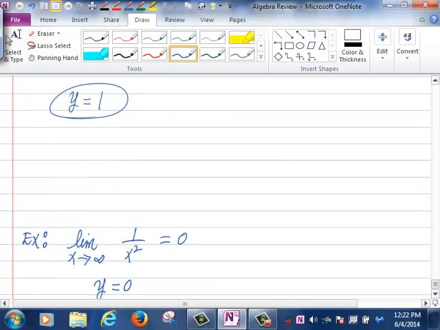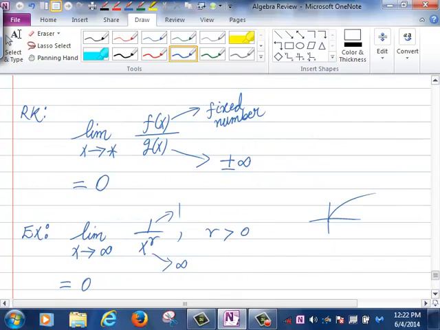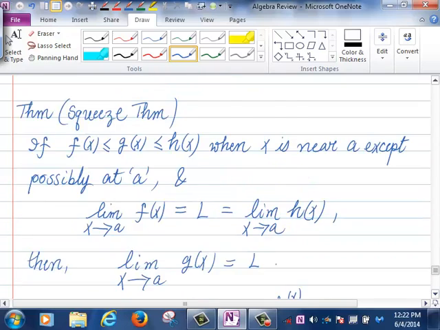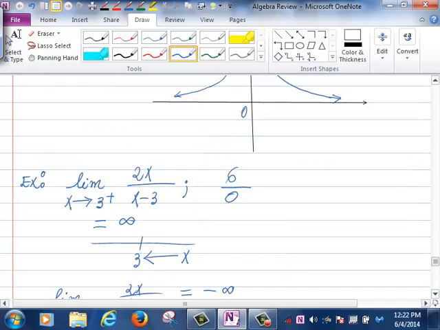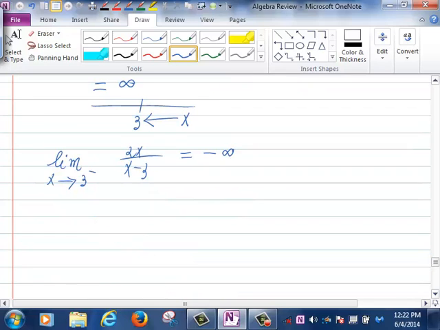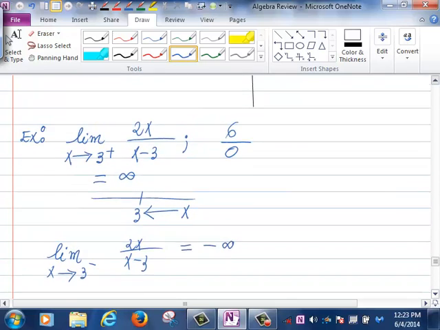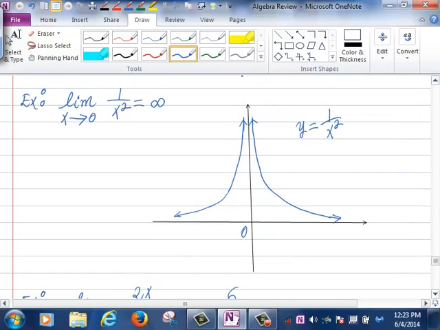So let's look at the graph of 1 over x squared. This was the graph of 1 over x squared. So what happens is that I have a horizontal asymptote at the x-axis. It means that the graph of the function is getting closer and closer to that line. Okay?